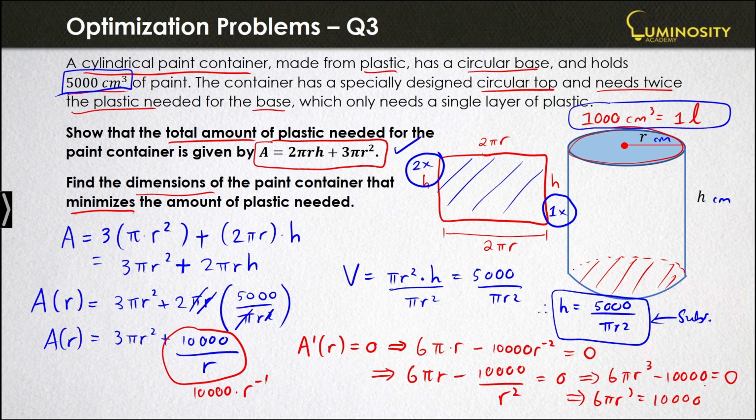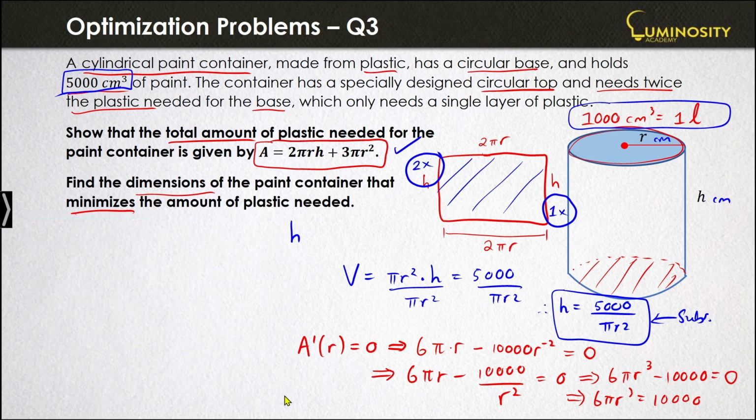Then dividing by 6. So let's create some space over here quickly. Okay, so far we have pi r cubed equals 10,000 divided by 6. So I divided both sides by 6. Or rather, I can divide both sides by 6 pi. Okay. And then to get r, I just take the cube root to get rid of that cube on both sides. So the cube root of 10,000 over 6 pi.